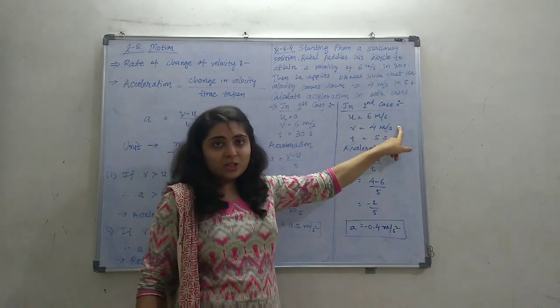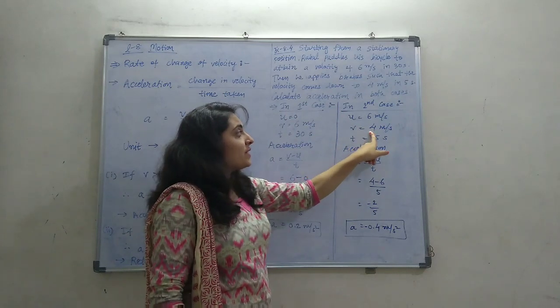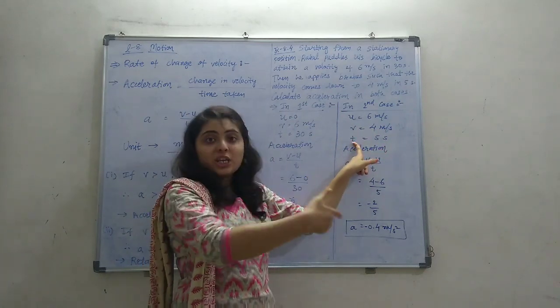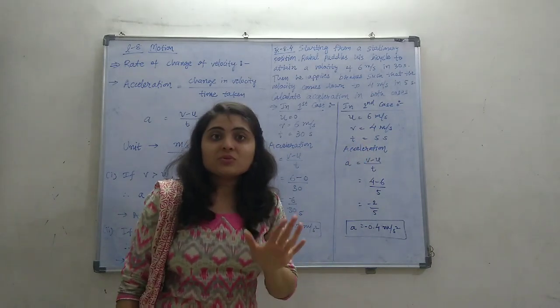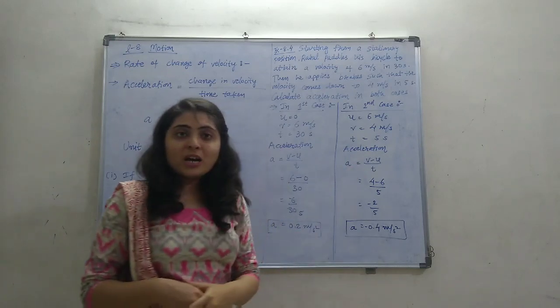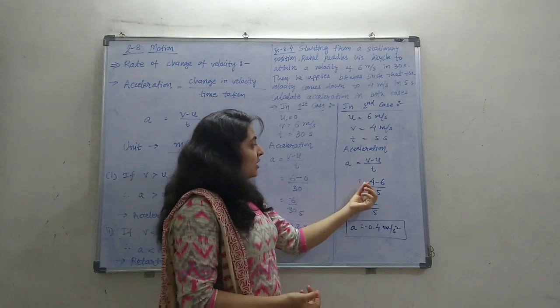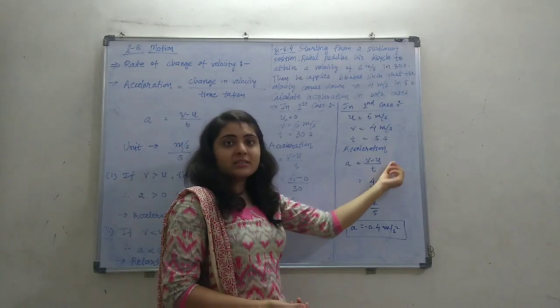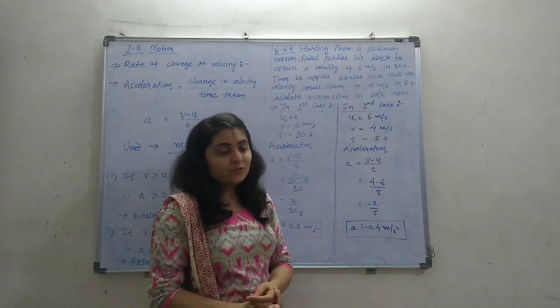Initial velocity is 6 meter per second. For that decreasing velocity case, v is equal to 4 meter per second, and to change this velocity from 6 to 4, it takes 5 seconds. So t is equal to 5 seconds. Again we can put the formula. Acceleration a is equal to v minus u upon t. v is 4, minus u is 6, upon time is 5.